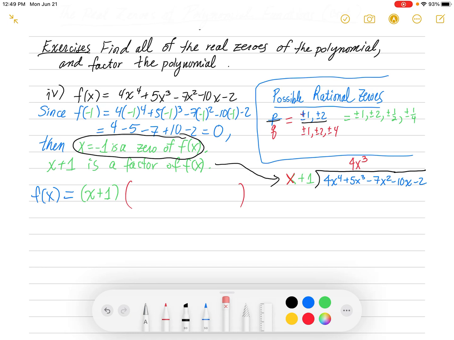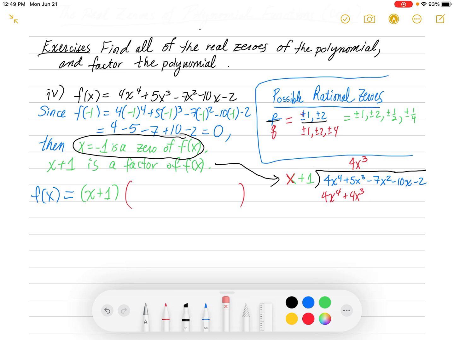Okay, now I'm going to take this red 4x cubed and multiply it by our divisor. 4x cubed times x is 4x to the 4th. 4x cubed times 1 is positive 4x cubed.